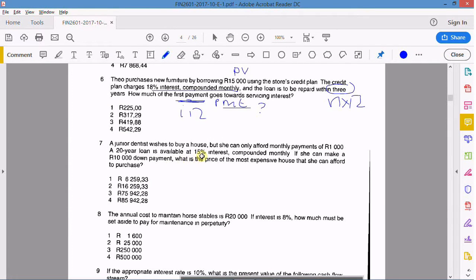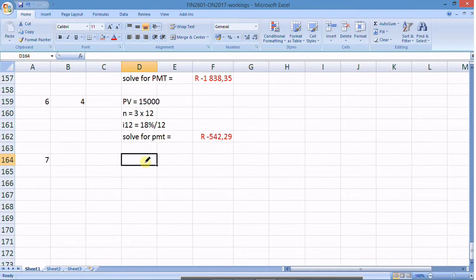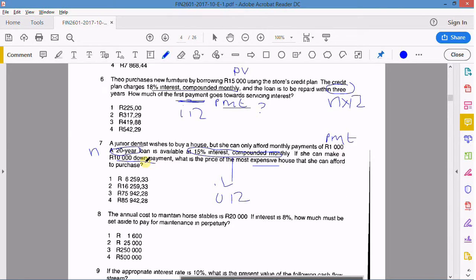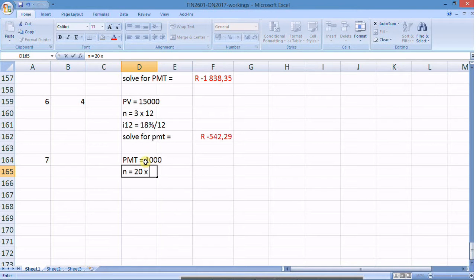A junior dentist wishes to buy a house. She can only afford monthly payments of 1,000, that's PMT, on a 20-year loan, N, at 15% interest compounded monthly, I-12. If she can make a 10,000 down payment, what is the price of the most expensive house she can afford? So you need to do 2 steps. Step number 1, work out the PV. The payments are 1,000. It's a 20-year loan, so N equals 20 times 12. I-12 equals 15% compounded monthly, 15 divided by 12.